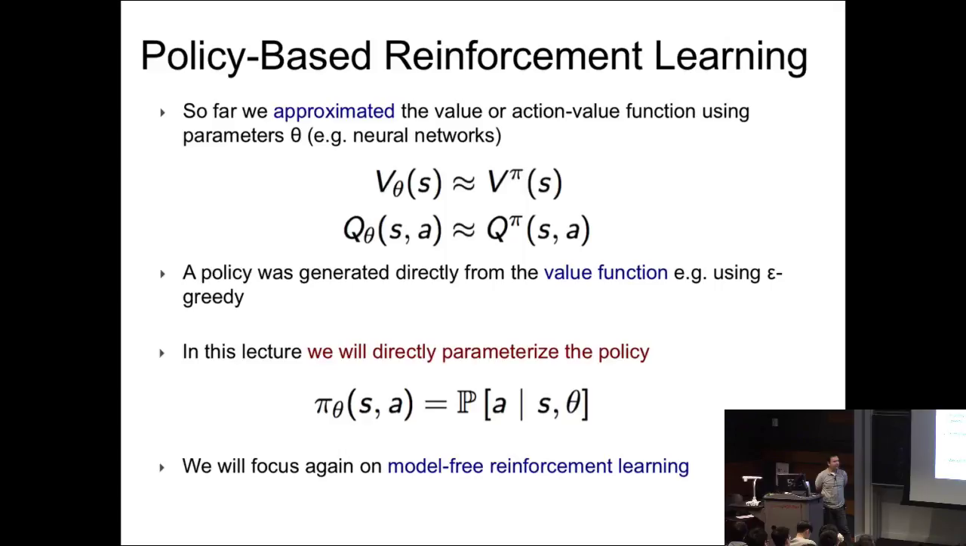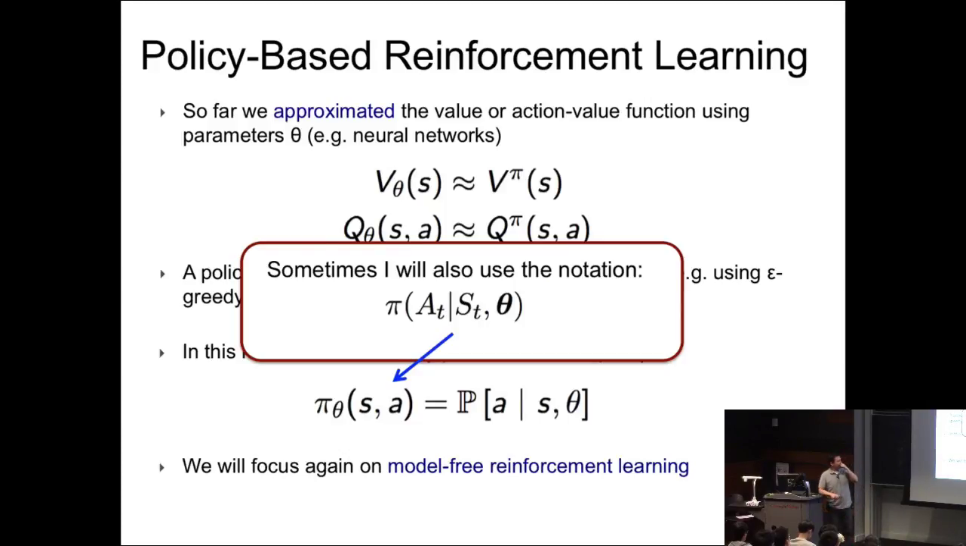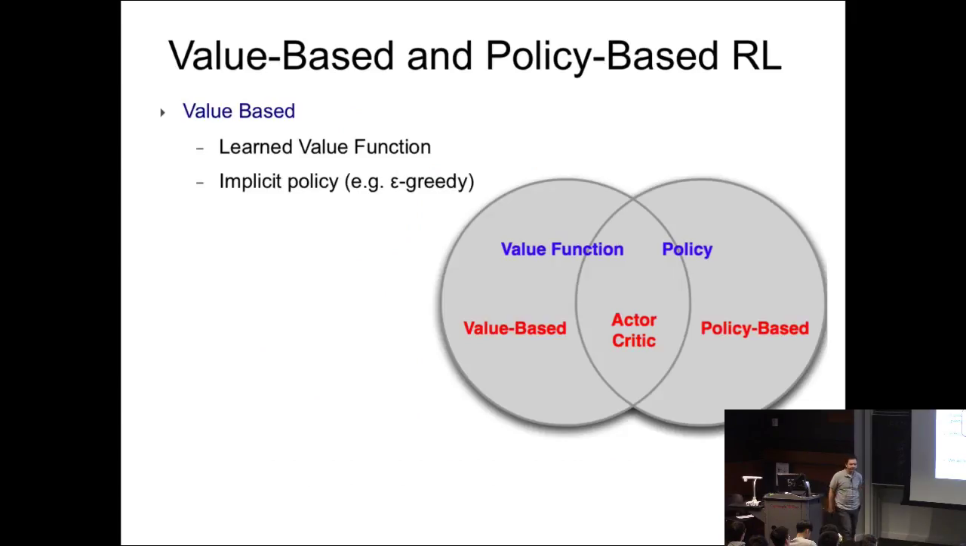In this class, again, we'll be focusing on model-free reinforcement learning, just as we've done in all the previous classes. But that's basically going to be the goal for us. And that's why these are sometimes called policy-based reinforcement learning, because we're directly going after the policy. Sometimes I will also use this notation, to be a little more consistent, which says I really want to estimate some probability distribution over actions conditioned on the current state, given some parameters theta, because that's ultimately what you want.